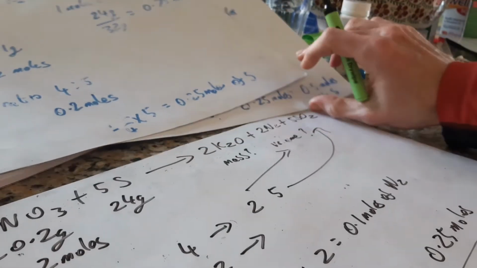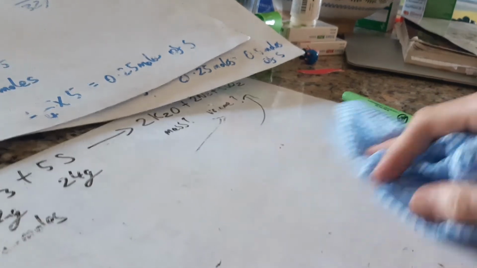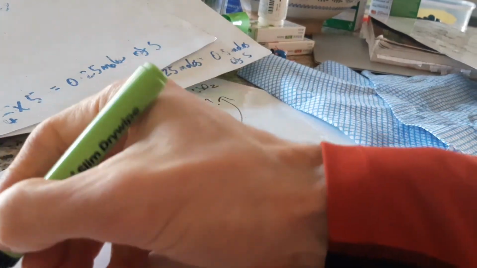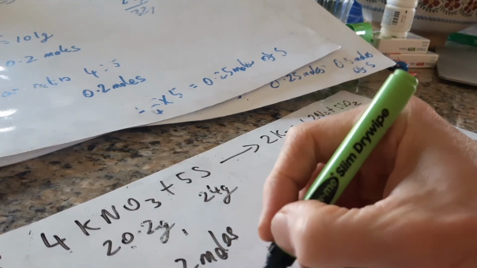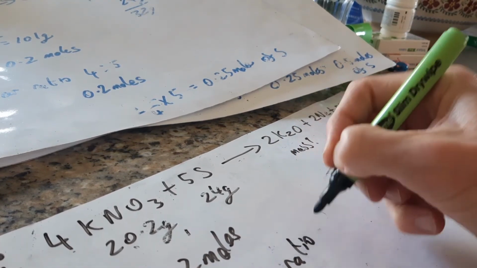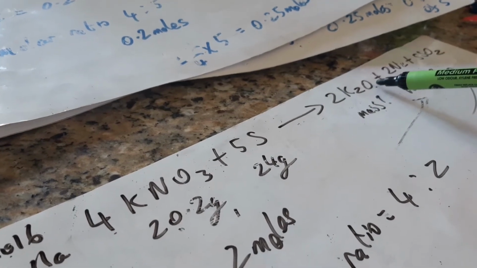All right? So the last part that it asks for is the mass of the product. In other words, the mass of the solid, potassium oxide. I'm looking for the mass of potassium oxide produced, and that's really easy to do because I already know that I started with 0.2 moles of potassium nitrate. And I can see from my equation that my molar ratio is 4 to 2 in that case. Can you see that? 4 potassium nitrates give me 2 potassium oxides. I know that's a solid because it says so in the question.